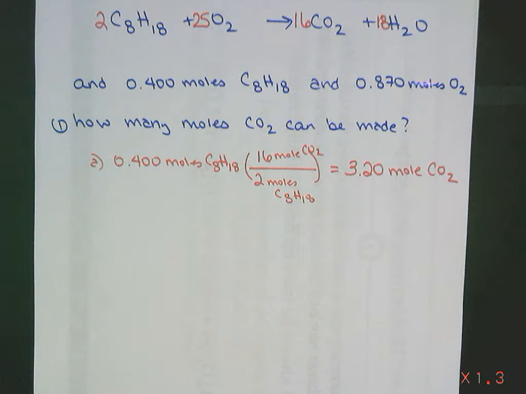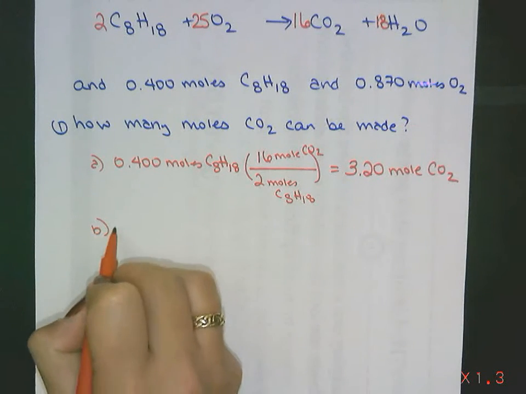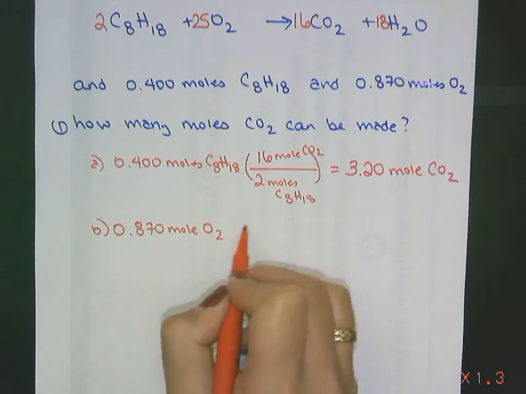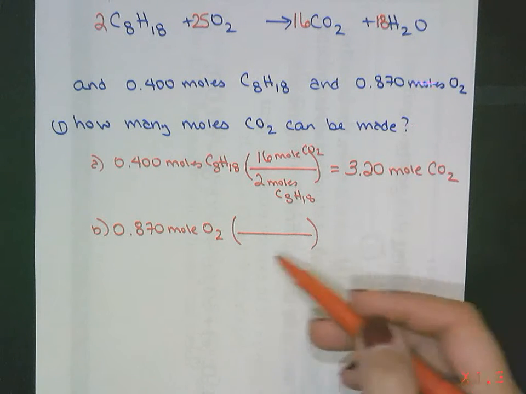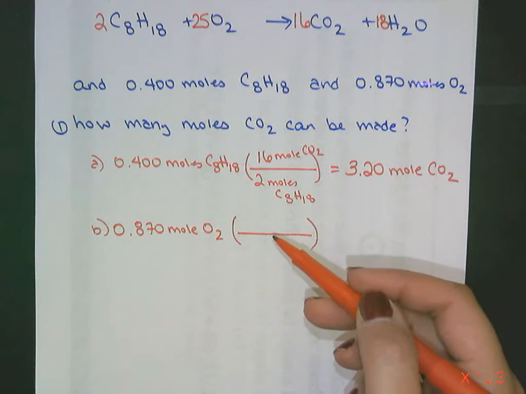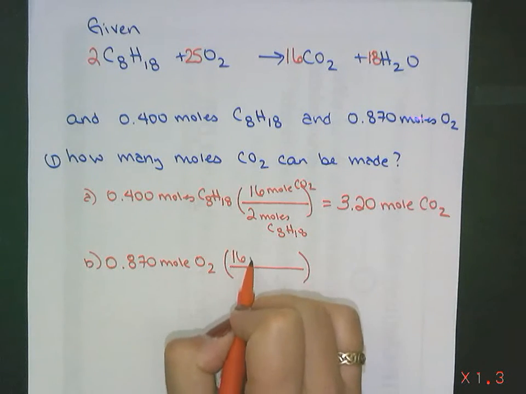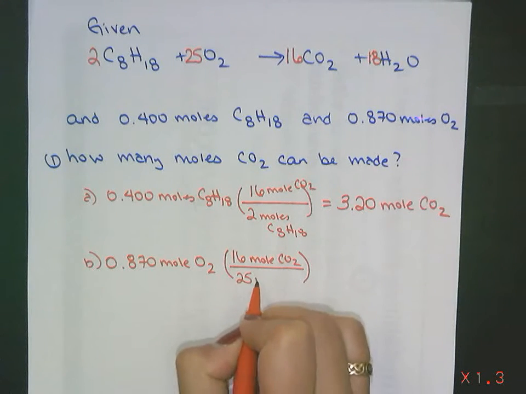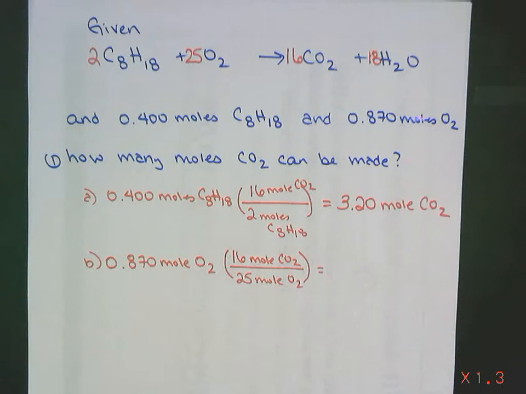Okay, let's look at the other one. Now what number do I put on the top compared to the bottom? What goes up here? The 16. And then what goes down here? 25. Which is why I always write out these fractions, because sometimes they're not obvious. It's harder to do in your head. Times 16 divided by 25.